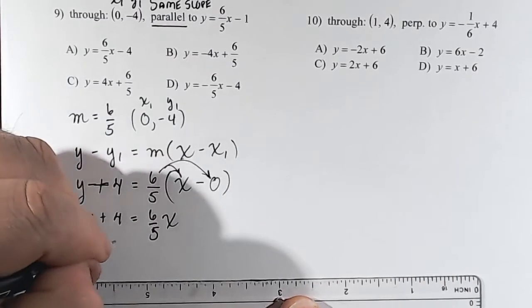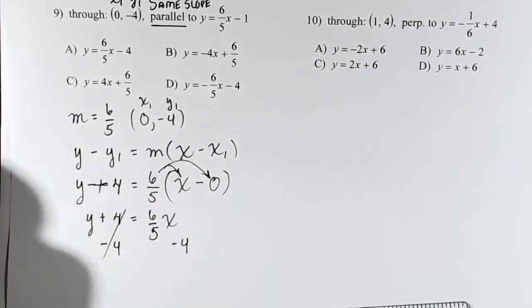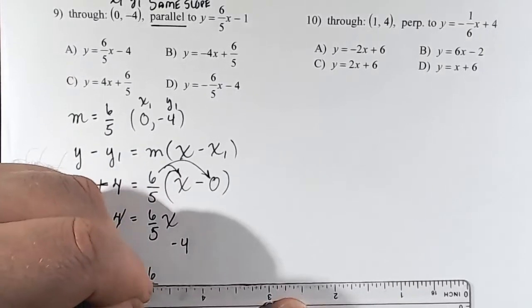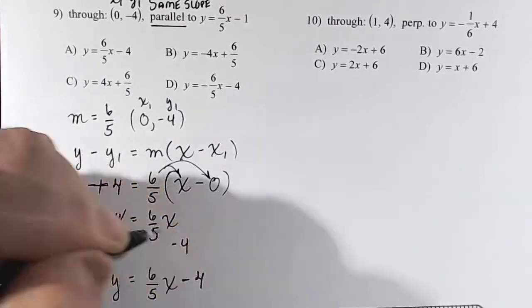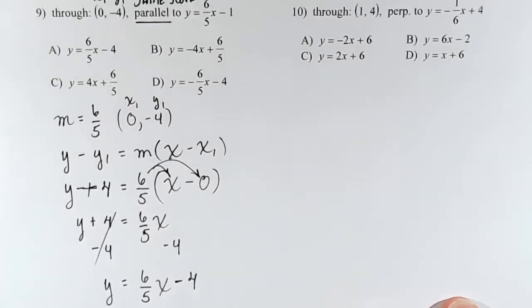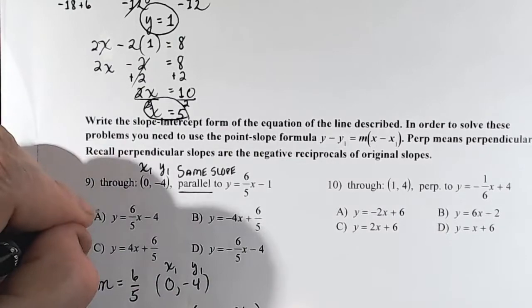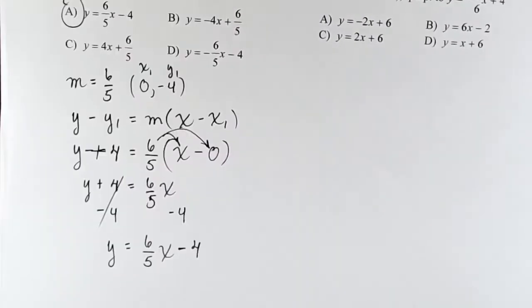So my final step is to subtract 4 from both sides. These cancel out on the left, and I have y equals 6 over 5x minus 4. Y equals 6/5 x minus 4. Right here. Okay, that's the answer. And there's the work.